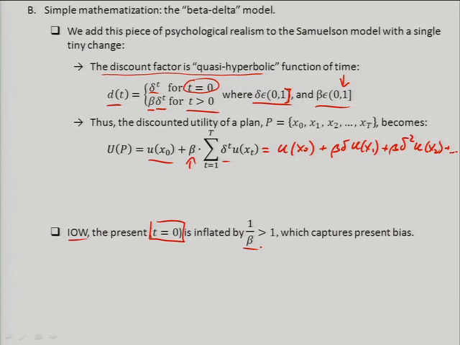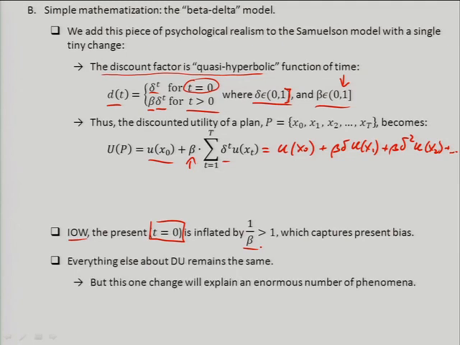It's saying we're going to do all of this discounting by exponential discounting by delta, and then on top of that, we're just going to say, yes, but could I just have it now? Okay? And everything else about the discounted utility remains the same. But we'll find that we can do an enormous amount of work with just this.